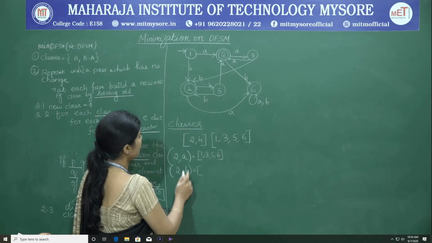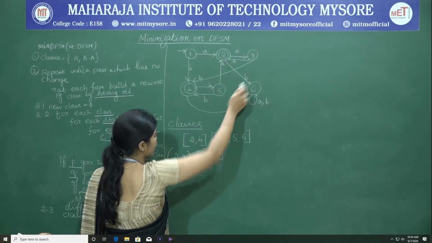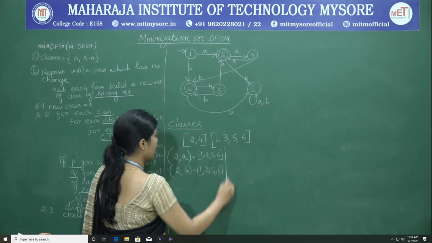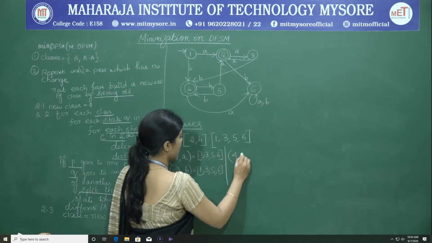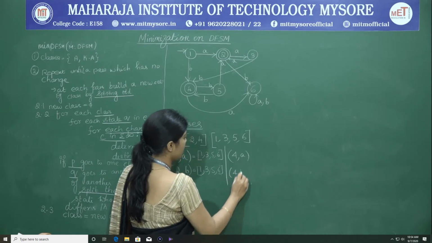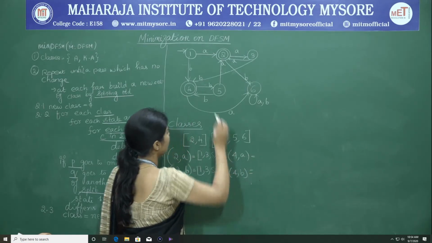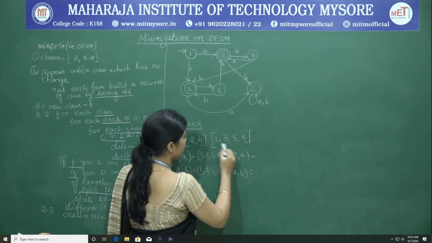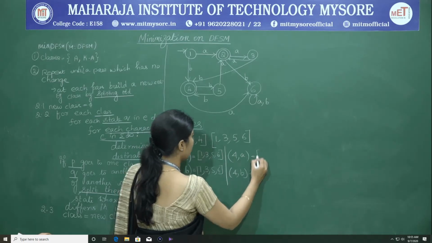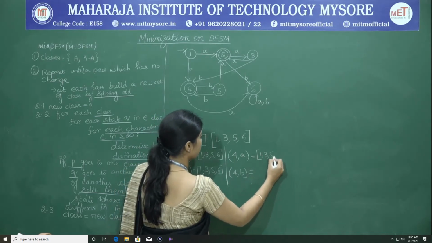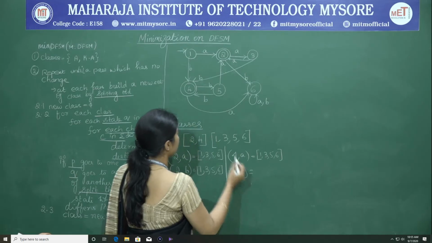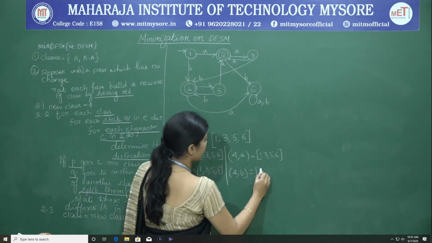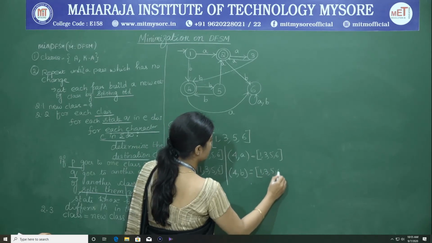Next, 2 on B is going to 6, therefore it is in the class 1, 3, 5, 6. Next, we are going to find out 4 on A and 4 on B. So 4 on A is going to 6. So 6 is contained within this class. Therefore, write that class 1, 3, 5, 6. Next, 4 on B. So 4 on B is going to 5. So again we write the class as 1, 3, 5, 6.